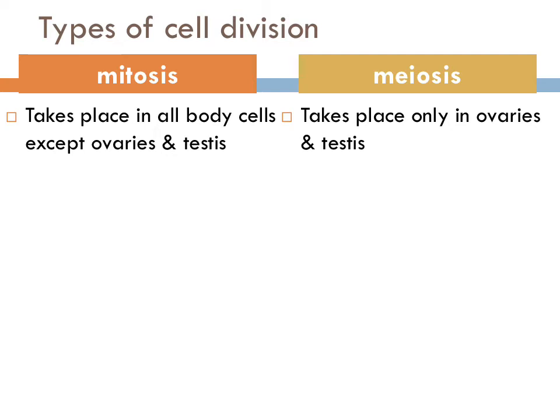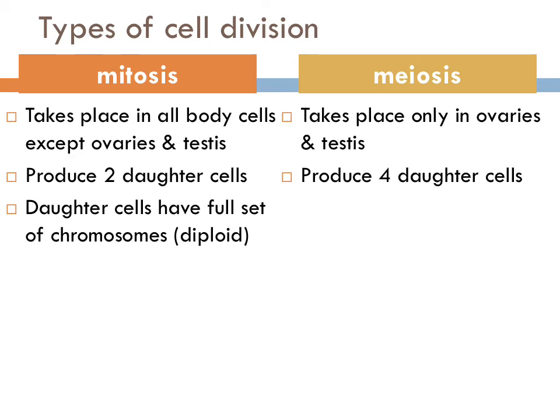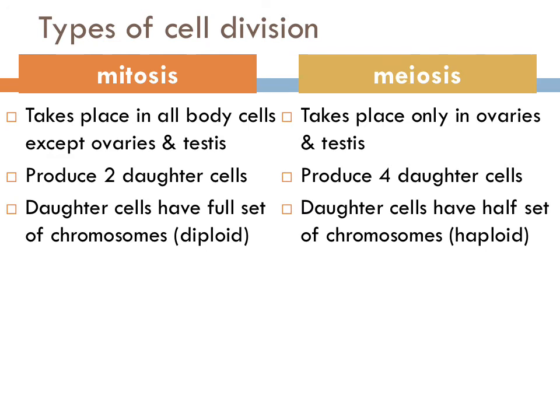Okay? Now, how many daughter cells are produced? In mitosis, remember, 2 daughter cells are produced. In meiosis, we actually have 4. So 4 daughter cells are produced in meiosis. In mitosis, the daughter cells have a full set of chromosomes, just like the parent cell. And when a cell has a full set of chromosomes, we call it a diploid cell. If a cell has half the number of chromosomes, as in meiosis, we say that this cell is haploid.